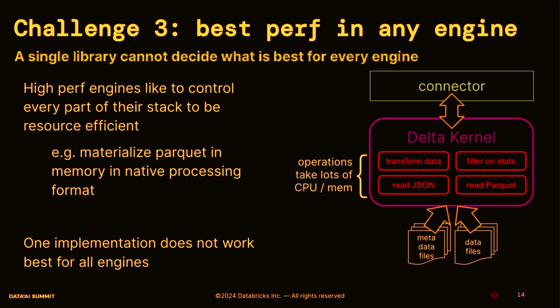There's a third challenge. No single library is perfect for every possible engine in the world. Because really high performance engines like Spark, Trino, DuckDB, these real engines that really care about the last bit of performance, really like to control tightly their resources, the CPU, the memory, the disk that they use. And so writing a library that works for everything doesn't work best for anything.